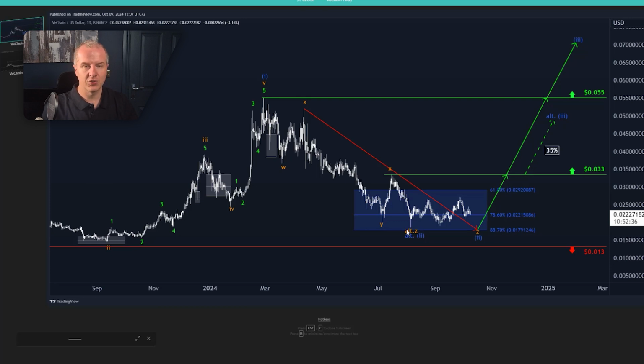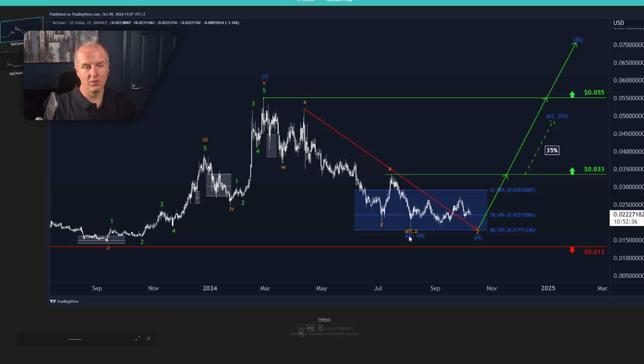If this is the case, then the wave 2 could already be complete. If that's the case, we should see a break above 3.3 cents next, followed by a break above 5.5 cents. However, we actually see it as a little bit more likely that this wave 2 is still unfolding in a more complex Z wave with support at 1.8 cents. And as I said, the 1.3 cent level is the local invalidation point.